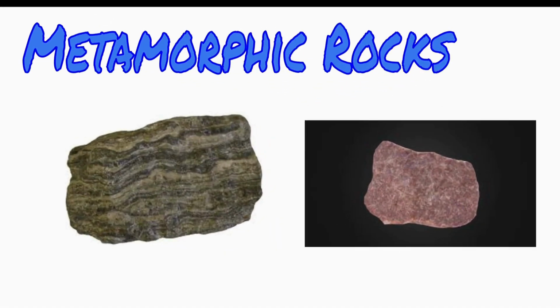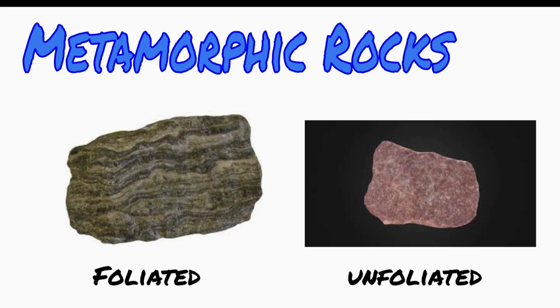And the last type of rock is the metamorphic rock. These are formed under extreme temperatures and pressures, but without melting. They're usually pretty resistant to weathering, and their texture can be foliated or unfoliated. They can be identified by their banded texture. And now let's see how all these rocks are connected through the rock cycle.